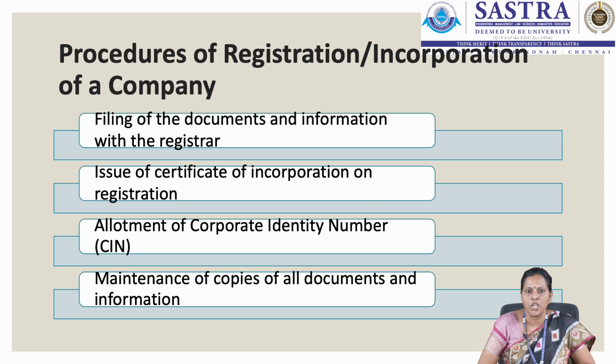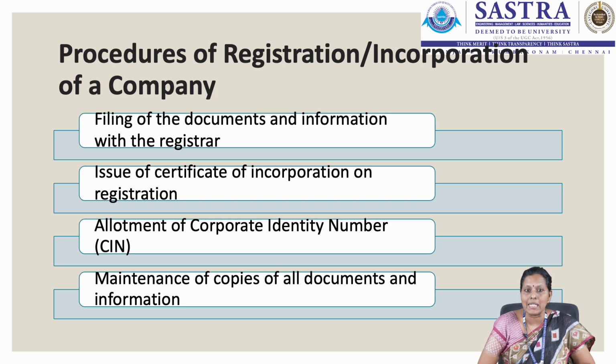And this information should be given, which should be filed with the registrar. Once all these documents and information are filed with the registrar, the registrar would be checking the validity and the truthfulness of all this information, and once the registrar is satisfied with the information that had been provided, the registrar would be issuing a certificate of incorporation to the company.